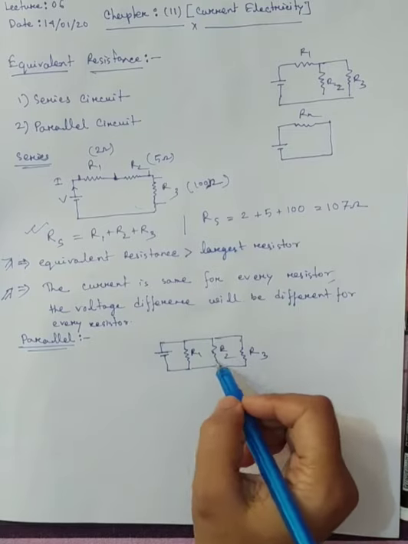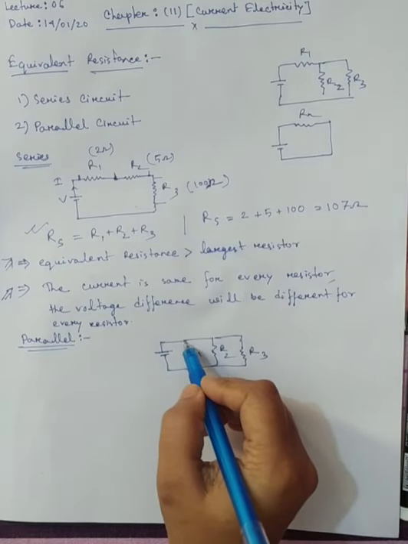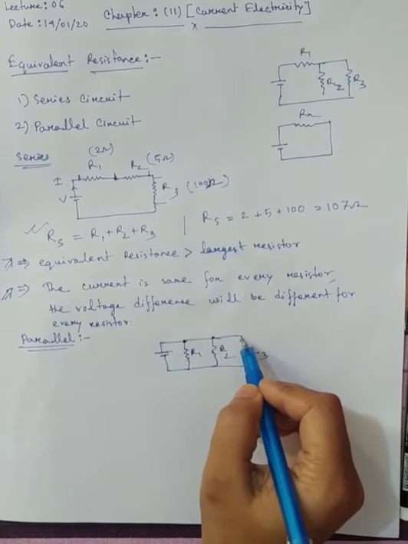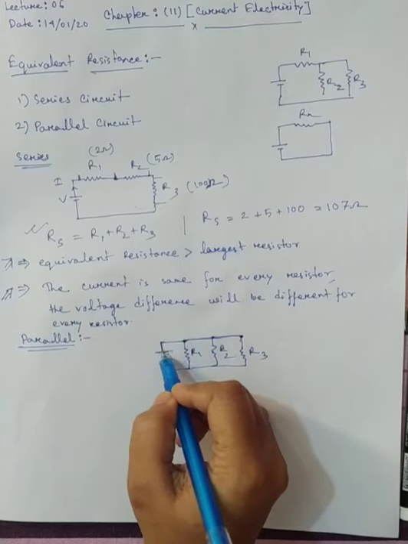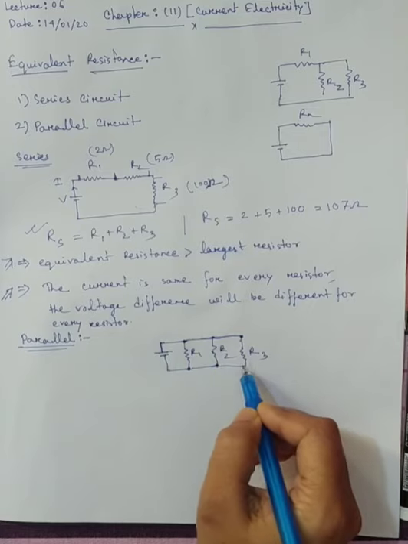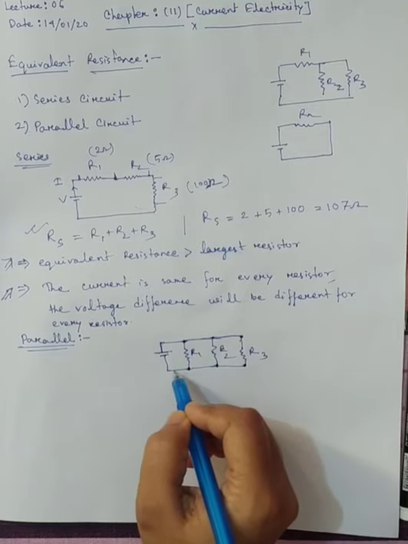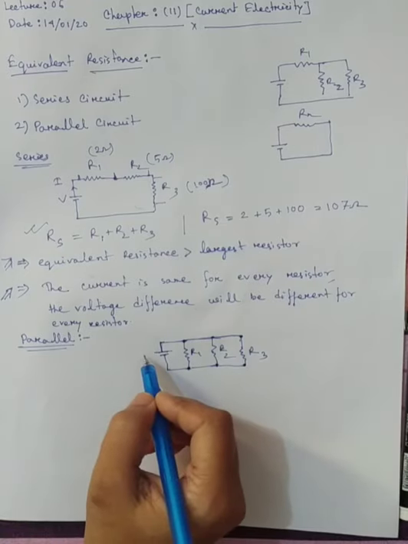If you just observe the circuit here, all the starting points for R1, R2, R3 are just the same, and they are connected to the positive end of the battery, and all the ending points of resistors, they are just a single point, and they are connected to the negative point of a battery or source.